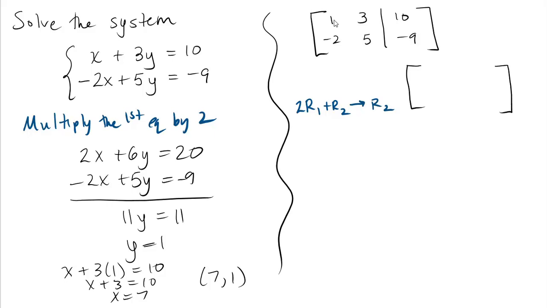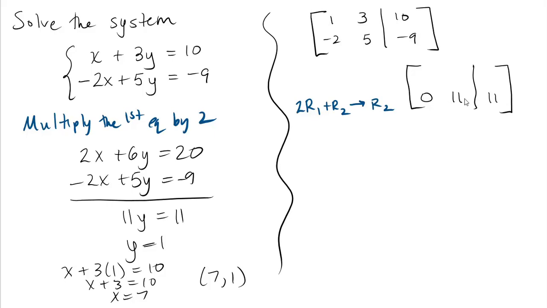So I take 2 times the first row, that's 2 times 1, and I add that to the second row. 2 times 1 plus negative 2 is 0. I'm going to replace the entry in the second row with that. I'm going to do the same thing to the next entry. 2 times the entry in the first row, so 2 times 3 is 6, plus the entry in the second row. 6 plus 5 is 11. Put in that line dividing. 2 times the entry in the first row would be 2 times 10 is 20, plus the entry in the second row. 20 plus negative 9 is 11.